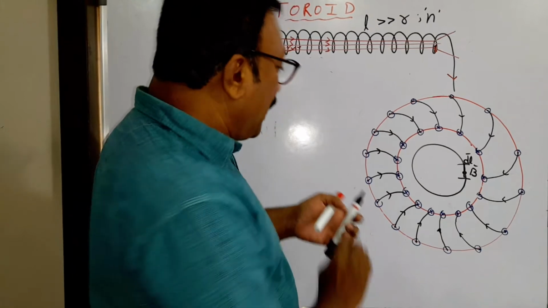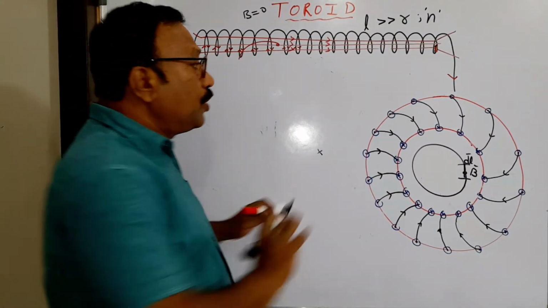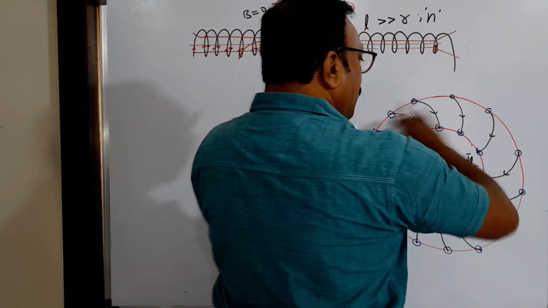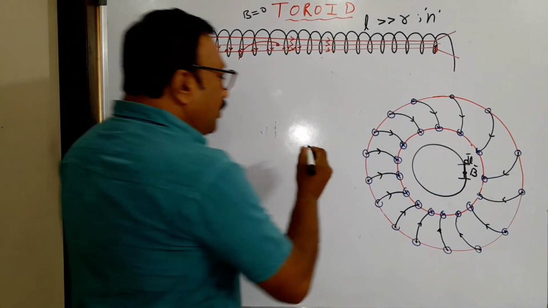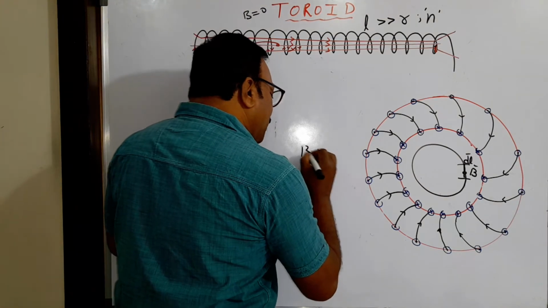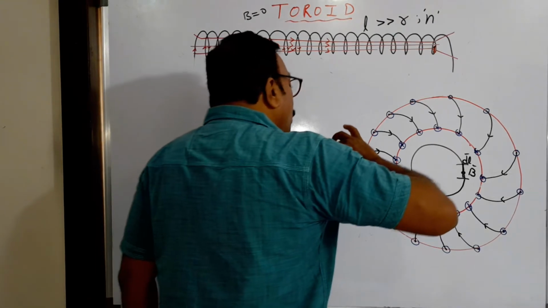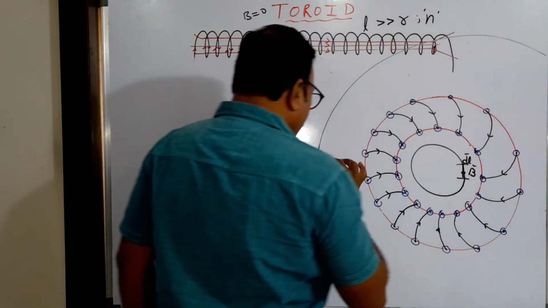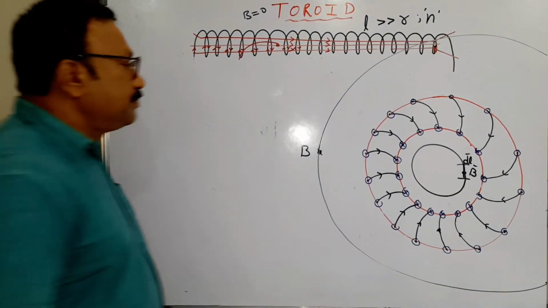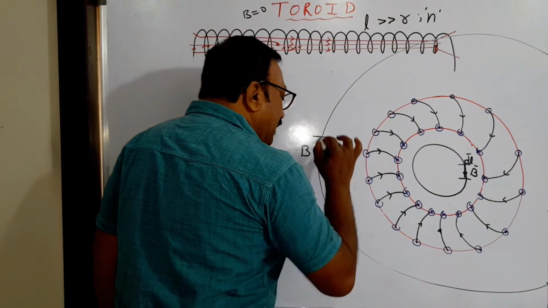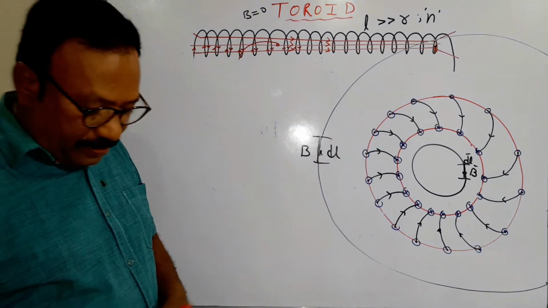Now, I would like to find the magnetic field at this point due to this toroid, in the outside space. So if you want to find the magnetic field here, let the magnetic field be B. Then take one Ampere's loop over here. This is the Ampere's loop. Consider an element dl here.